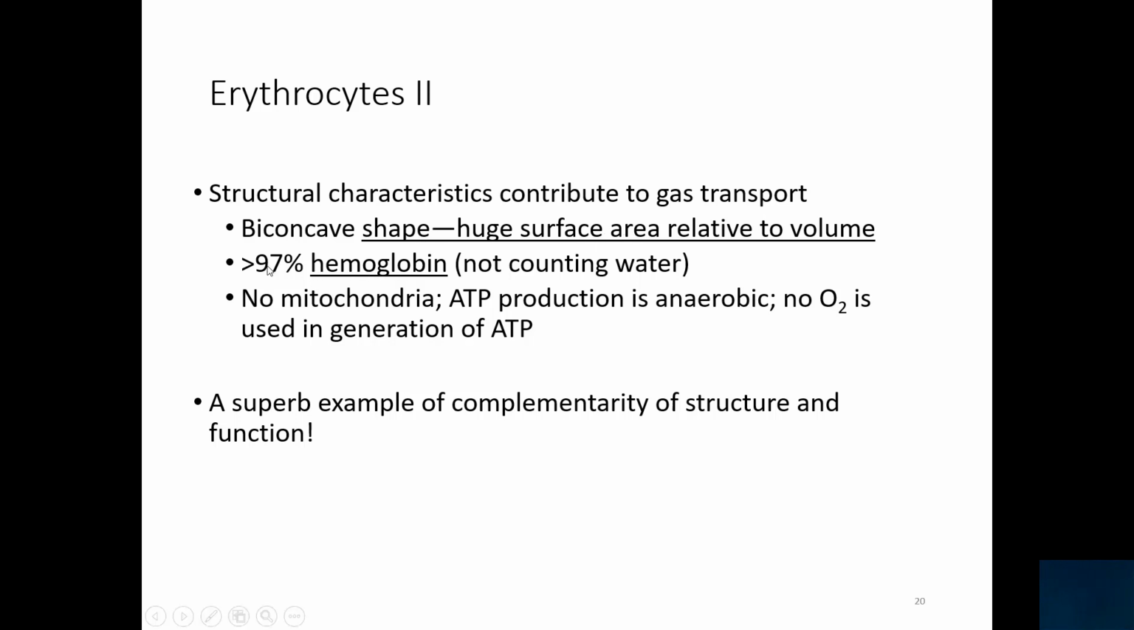Hemoglobin makes up about 27% of the substances inside red blood cells, not counting water. They don't have other organelles, they do not have mitochondria, and ATP production inside of them doesn't use oxygen. It's anaerobic. So all the oxygen they get, they use for transportation to supply other cells. Red blood cells are considered a fantastic example of complementarity of structure and function.